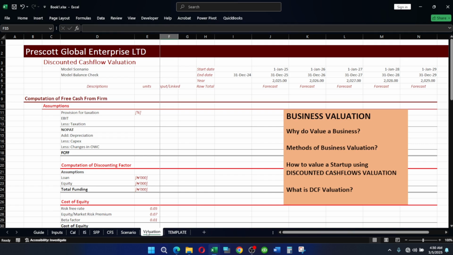Then we look at the liquidation value of that company: how much the company will get if it sold everything today. So how much will you make from that company if it was sold immediately, today? That's the liquidation value of that company.